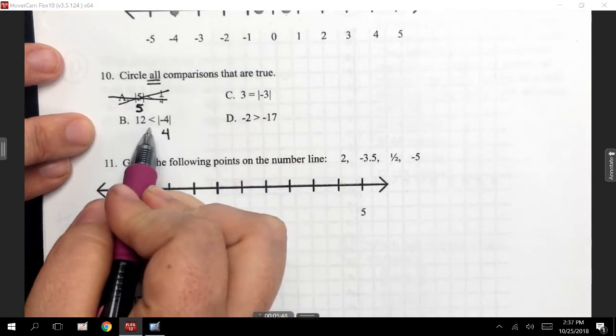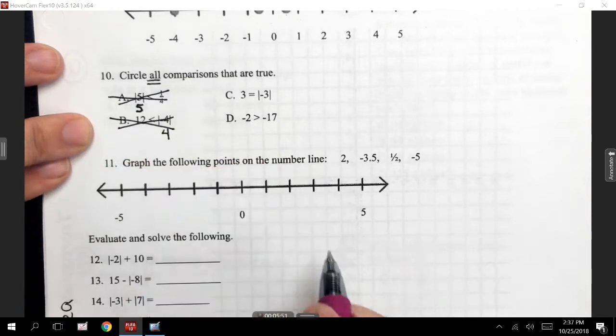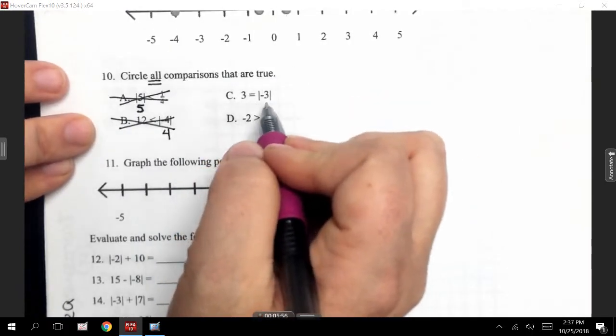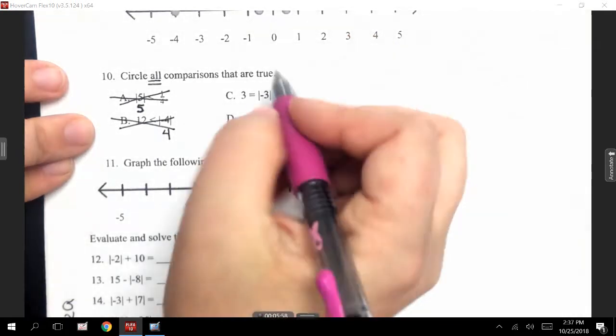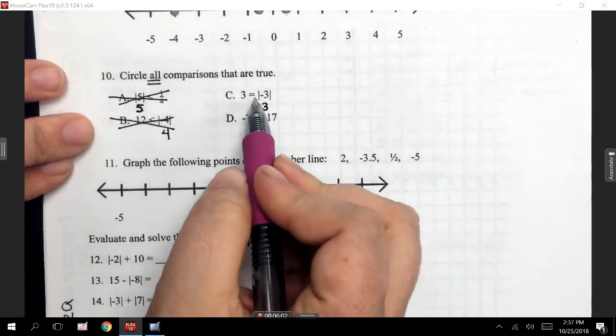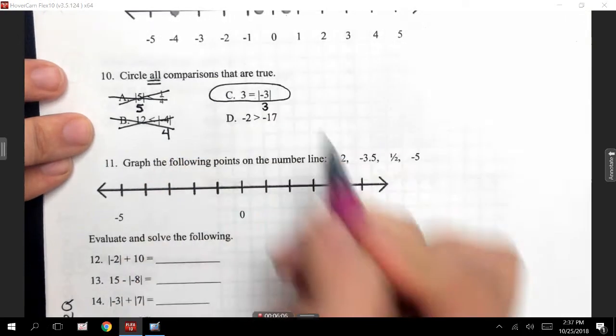Is 12 less than 4? No, B is not true. All right, C, again, we have those absolute value bars. That's going to make everything positive. So the absolute value of 3 is 3. Does 3 equal 3? Yes. So C would be true.